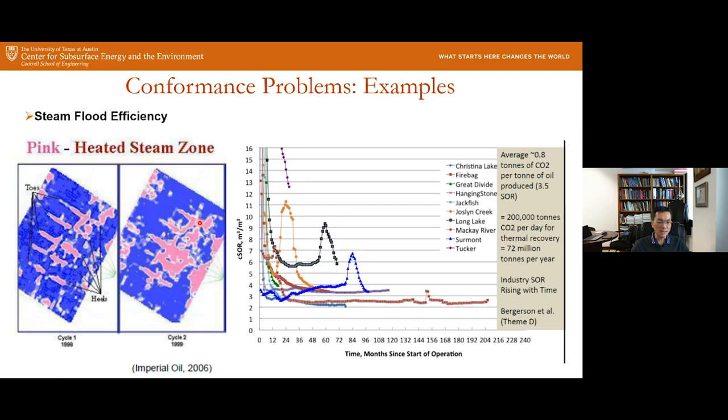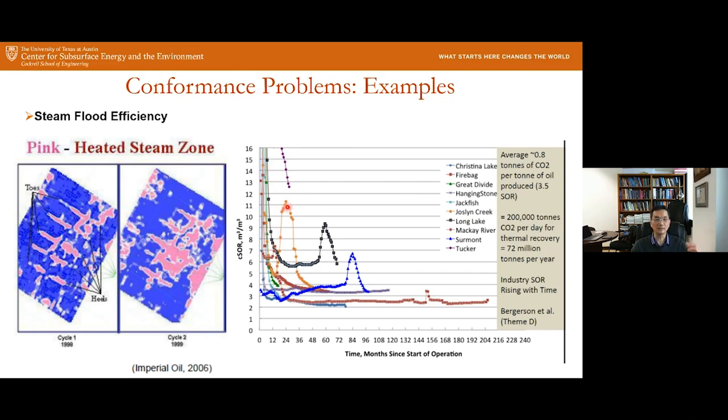One parameter that we use to indicate the efficiency of a steam flood is the steam oil ratio. In this case, the data I'm showing is defined as the volume of cold water required to produce a unit volume of oil. Sometimes you see the steam oil ratio defined as a mass ratio. This figure shows the steam oil ratio as a function of time for several steam injection projects. At early time of steam injection, the SOR could be as high as above 16, but then in time the SOR goes down.